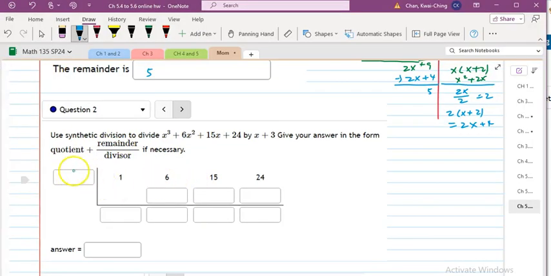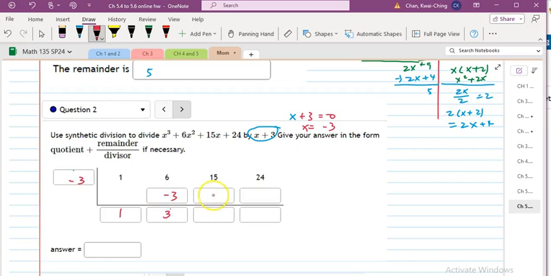So if I'm dividing by x plus 3, I'm kind of finding the zeros. If x plus 3 is 0, then x is equal to negative 3. So we're dividing by the zero, which is the flip of the factor, right? If it is x plus 3, you divide by negative 3. Bring down the first one. Negative 3 times 1 is negative 3. 6 plus negative 3 is 3.